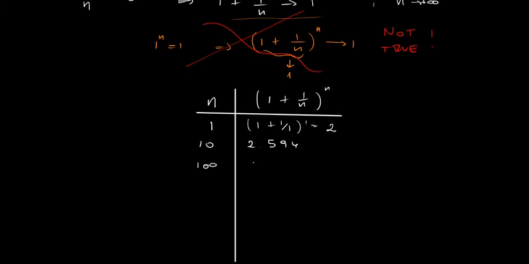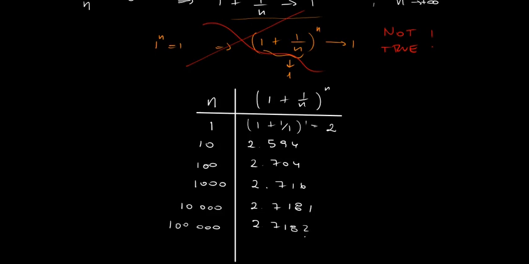When n equals 100, we have 2.704. When n equals 1000, this expression has a value of 2.716. When n equals 10,000, the expression values 2.7181. When it is 100,000, it is 2.7182, and so on. We can clearly see that this is not going towards 1.